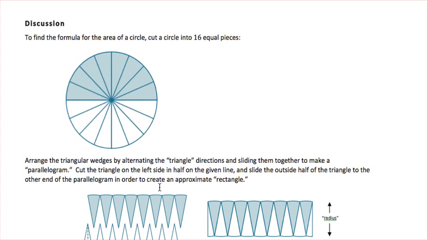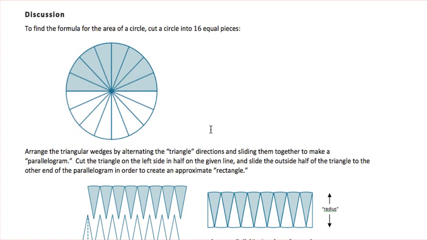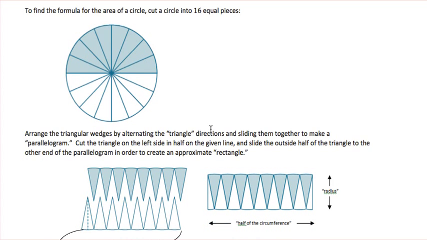To find the formula for the area of a circle, we could cut the circle into 16 equal pieces, and then arrange the triangular wedges by alternating the triangle directions and sliding them together to make a parallelogram. So when we cut the triangle on the left side in half, this one right here, on the given line, and then slide the outside half of the triangle to the other end of the parallelogram, we have an approximate rectangle.